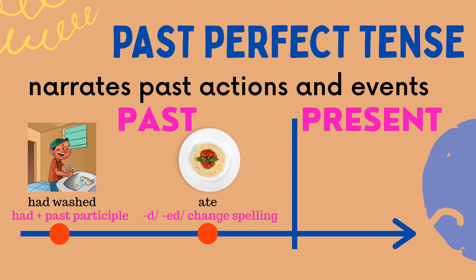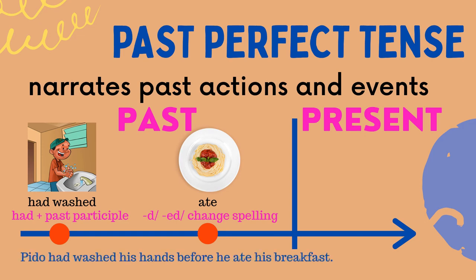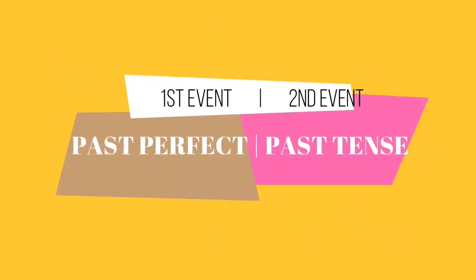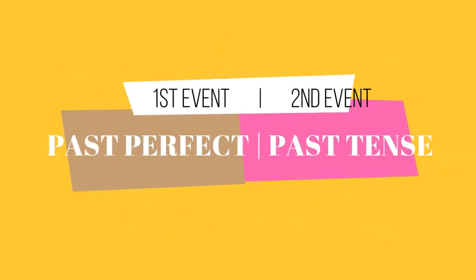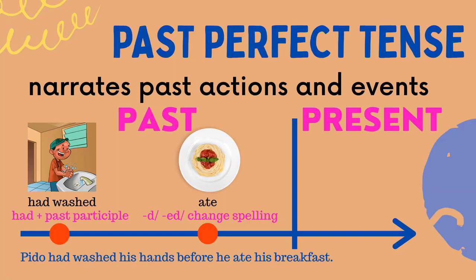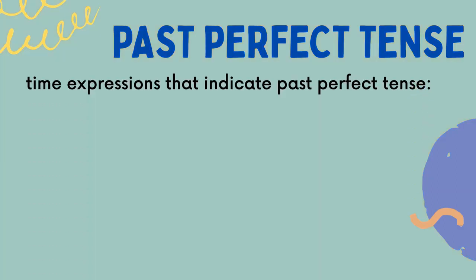Take a look at this example. Pido had washed his hands before he ate his breakfast. In the given example, both actions happened in the past. However, one action took place before another one happened. In this context, the past perfect tense portrays an earlier action before another action happens as portrayed by the simple past tense.